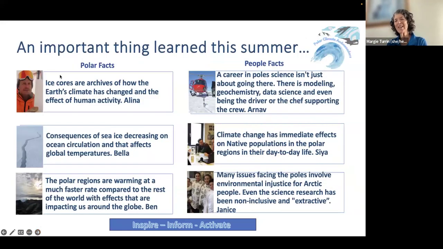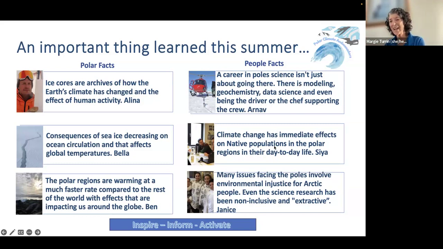So you see when they did an exit interview at the end, out of the 6 of them, half of them said one of the most important things they learned was kind of a polar fact, and the others was about people, which I thought was really fascinating, that piece, whether it was that there are lots of careers in the poles and it doesn't have to be a polar scientist, it can be a driver or a chef supporting the crew or a data scientist. This young person was interested in computer science. And so he saw modeling as something that was interesting to him.